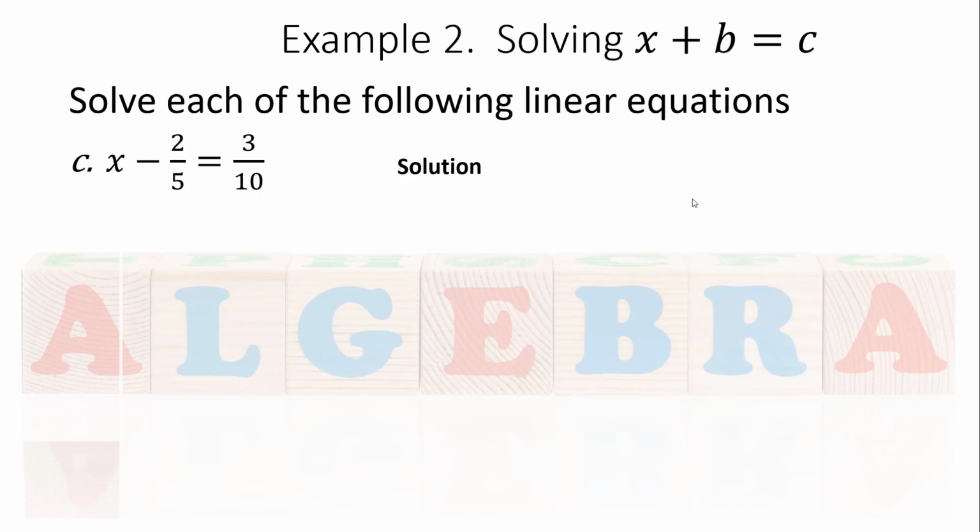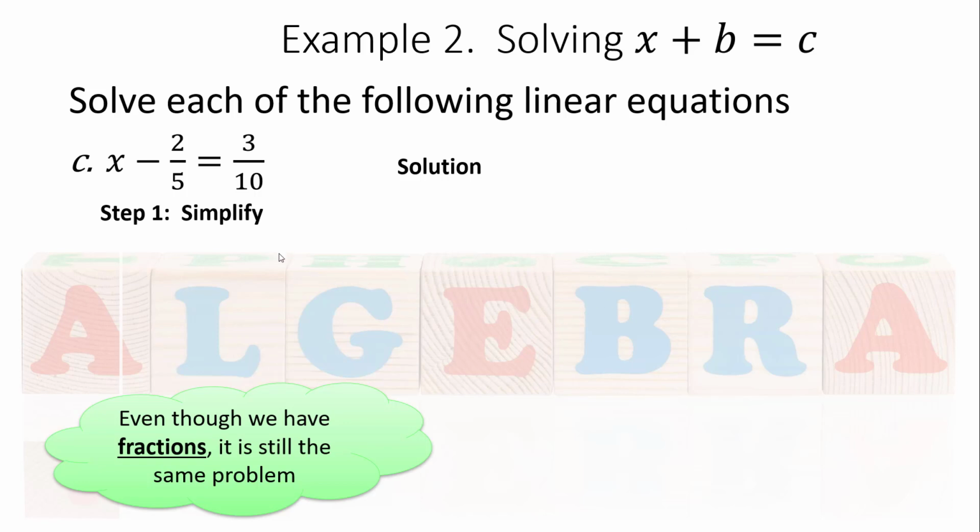The approach is still the same. Number one, we want to simplify. Nothing to simplify. We can just do x minus 2/5 is equal to 3/10. Okay. Step 2 is to isolate. Well, we don't want to isolate y since there is no y. How about we isolate x instead? Okay. Well, to do that, what we want to do is add 2/5 to both sides of the equation, basically canceling this out.